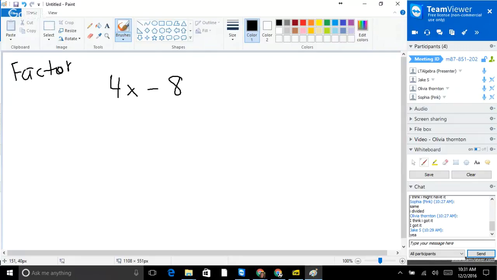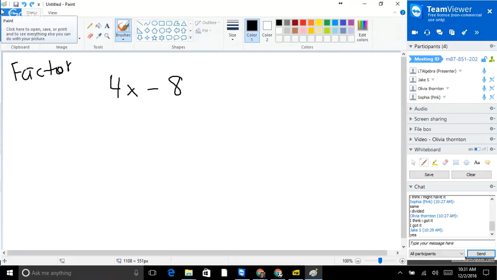So if I have 4x minus 8 and I asked you to factor that, right now you can't combine 4x or 8, right? They're different terms. But they do have something in common. Do you know what 4x and 8 have in common? They both share a factor of 4, right? So if I wanted to, I could divide a 4 out of each of these. And there's kind of two ways that you could do this. The reason that we're doing division is so you could see the 4.